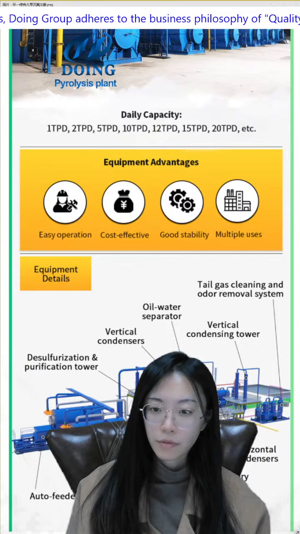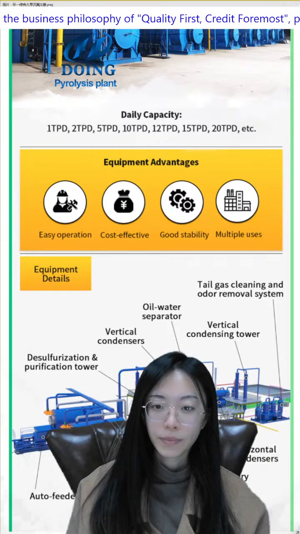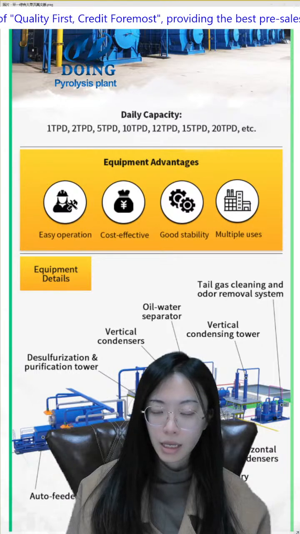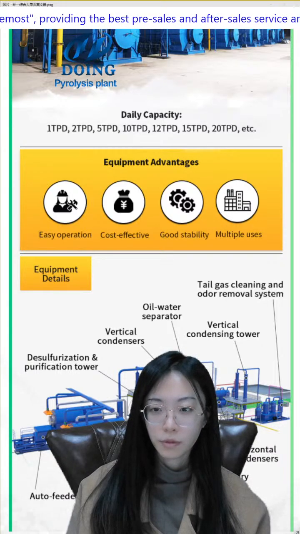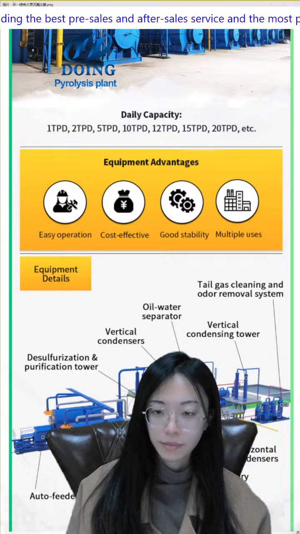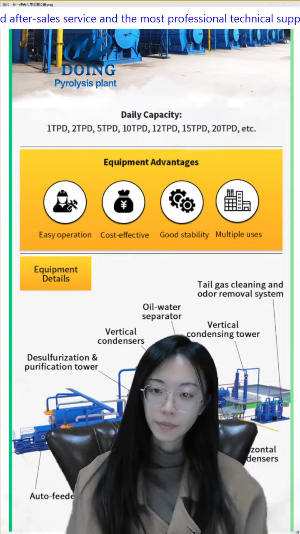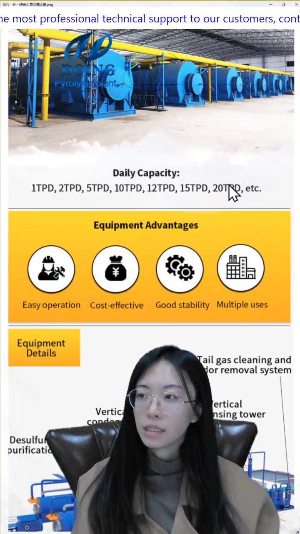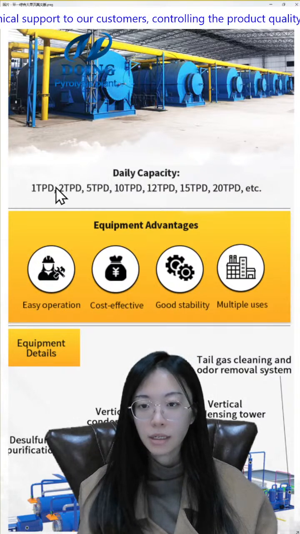The working efficiency is we can get one batch per day. And the semi-continuous one is 3 batches for 2 days, and the fully continuous one can work without stopping for 45 to 60 days. So it has the highest efficiency and the largest capacity. And for the batch type pyrolysis plant, you can see the capacity. The biggest one is 20 ton per day, smallest is 1 ton per day.